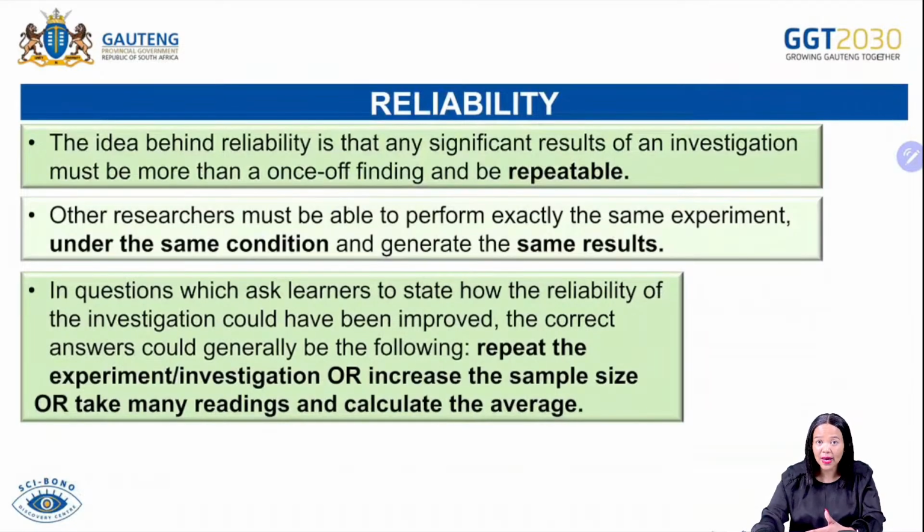By so doing, then we can say that the investigation is reliable. So generally, how to answer questions when it comes to reliability is you repeat the investigation, you increase the sample size, you take multiple measurements and calculate the average. But remember, that is a general response that one can give. You need to have a look at the context that you are given, and the procedure and the data that you are given, and answer according to the data that you are given.